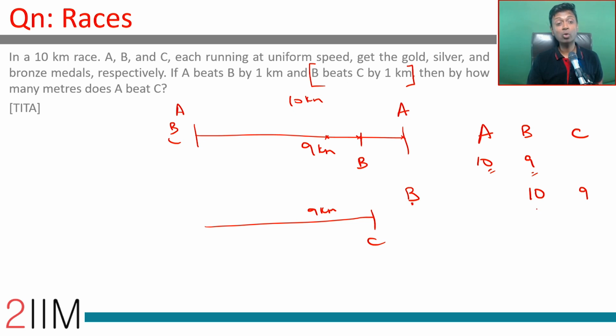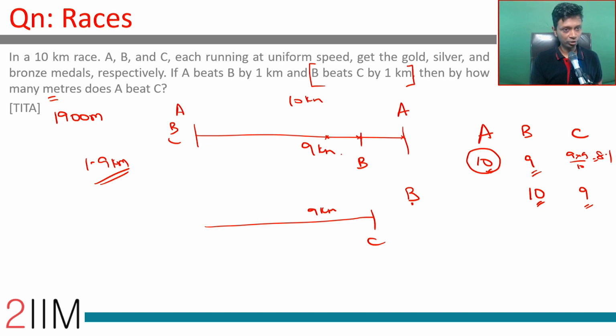And then by how many meters does A beat C? That means when A is finishing, how much has C done? When B does 10 kilometers, C does 9. When B does 9 kilometers, C will do 9 into 9 by 10, which is 8.1. When A does 10 kilometers, C does 8.1 kilometers, or C lags behind by 1.9 kilometers. Remember, we need to give the answer in meters. This is 1900 meters. So the answer is 1900.